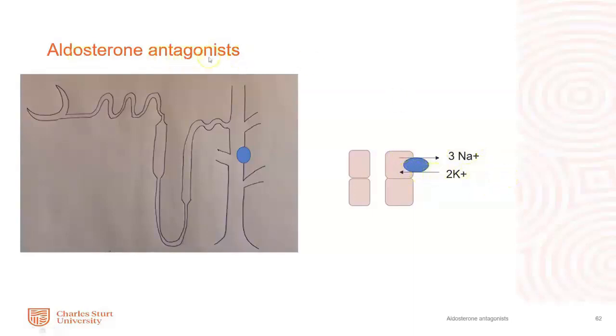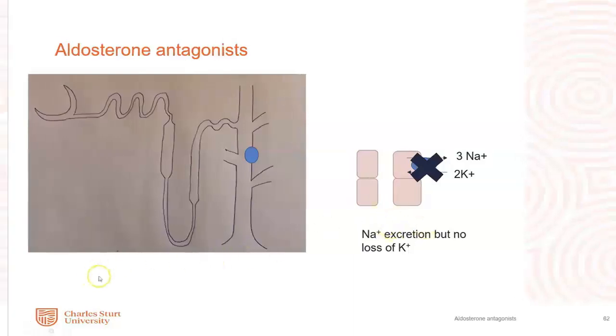But you're using an aldosterone antagonist here. So the aldosterone antagonist will inhibit the binding of aldosterone to its receptor and therefore inhibit the production of this sodium-potassium ATPase. As a result, you're going to get increased sodium excretion, but you're also not going to get any loss of potassium in the filtrate, because you're not going to get potassium being secreted into the filtrate. And for this reason, they're known as potassium-sparing diuretics.